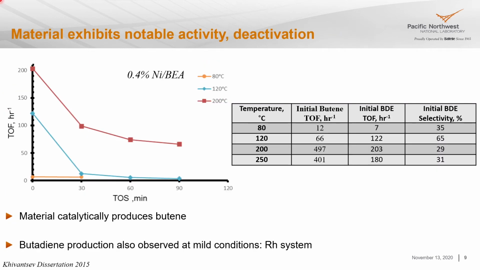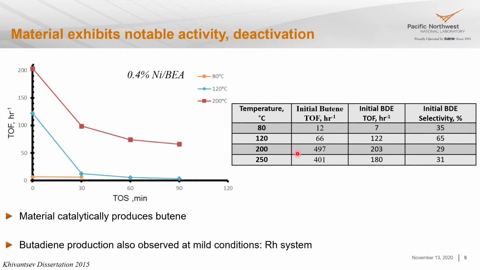With our material characterized as a well-defined nickel 2+ species in the zeolite, we proceeded with testing it for the dimerization of ethylene. So here are our reaction results for 0.4 weight percent nickel supported on beta zeolite. What we can see is that even at 80 degrees, we are noting activity, which increases at higher temperatures, accompanied by deactivation. And we have initial turnover frequencies of butene ranging from 12 to 400 per hour.